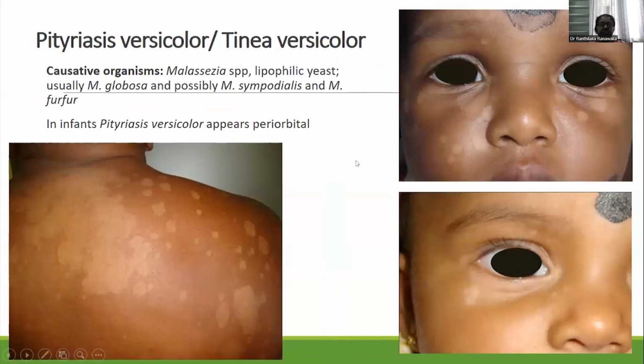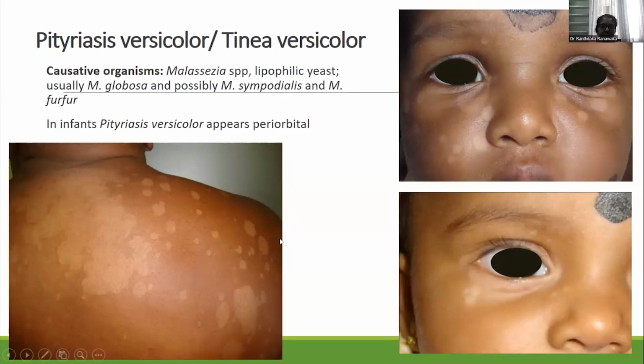So this is pityriasis versicolor, or we call it tinea versicolor. The causative organism is Malassezia species, and it is a lipophilic yeast. Usually versicolor is caused by Malassezia globosa or Malassezia furfur. We are not interested in that actually. What we are interested in is that this is caused by a Malassezia species, which is a yeast. So that's important in treatment.